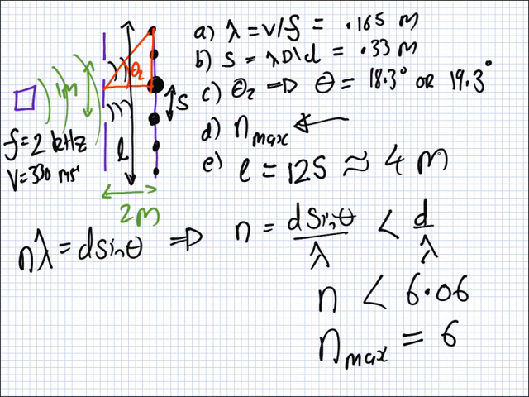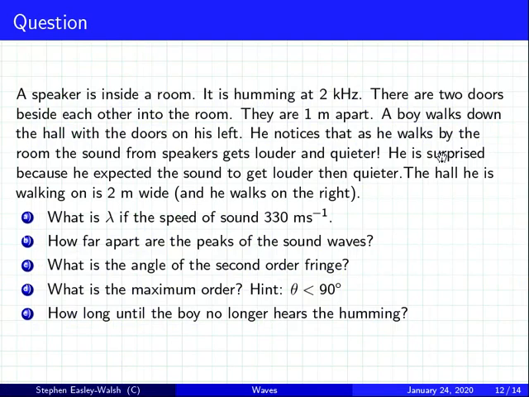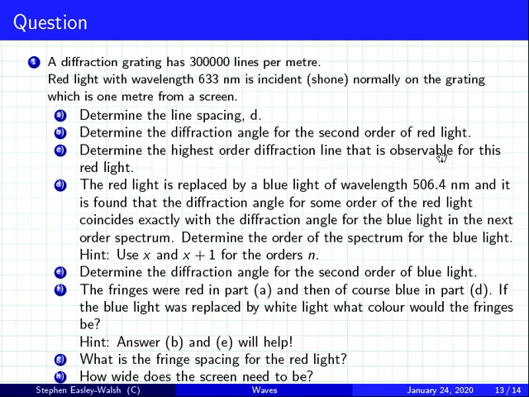Right, have you got that? Now, we have one more big question to do. A diffraction grating has 300,000 lines per meter. Red light with a wavelength of 633 nanometers is shone onto the grating, which is 1 meter from the screen. Alright, let's just do this together.